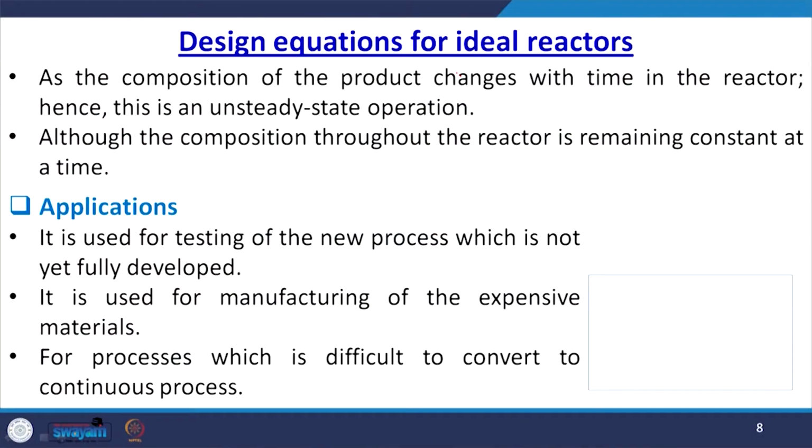There are various applications associated with this type of reactor system. It is used for testing of a new process which is not yet fully developed. It is used for the manufacturing of all kinds of expensive materials. Sometimes, because of the limitation in the continuous type of reactor, this is more feasible, and for processes which are difficult to convert into continuous processes.